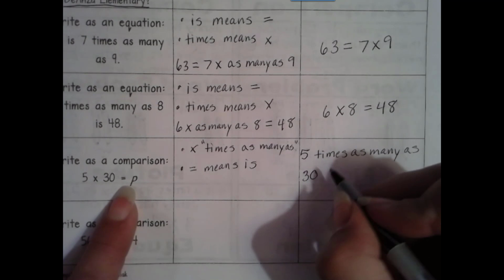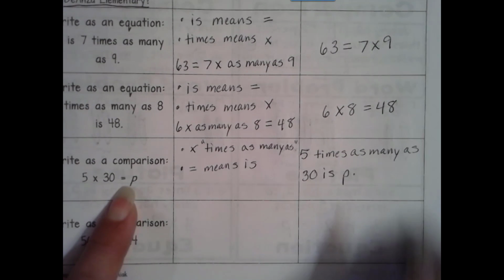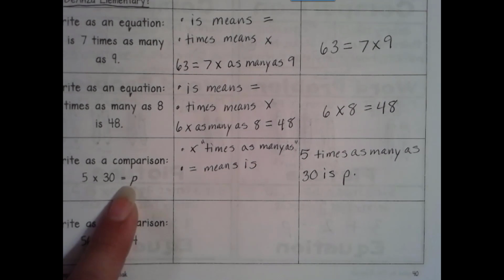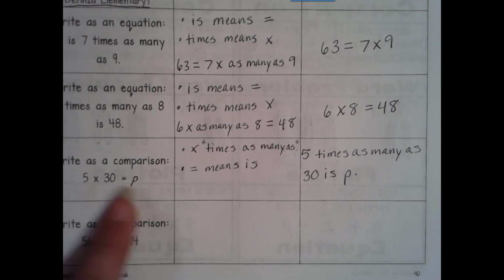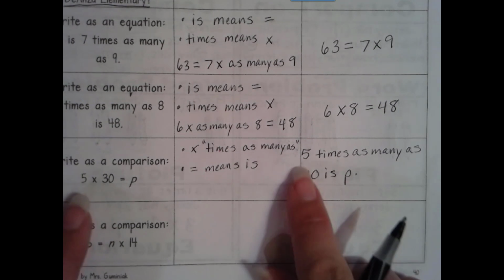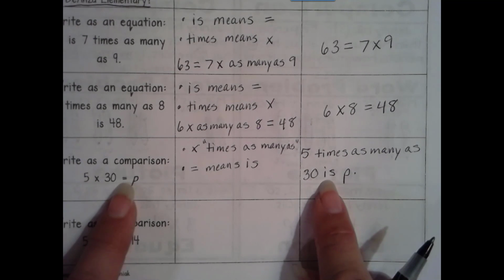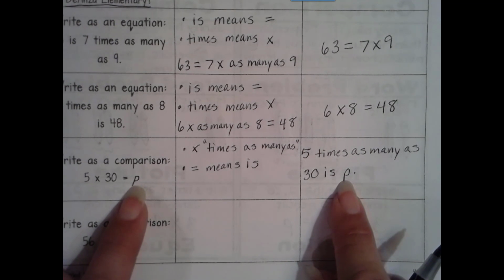Now the equals is P. It's actually 150, but we're just putting this equation into a comparison. So these match up together. 5 times as many as 30 is P.